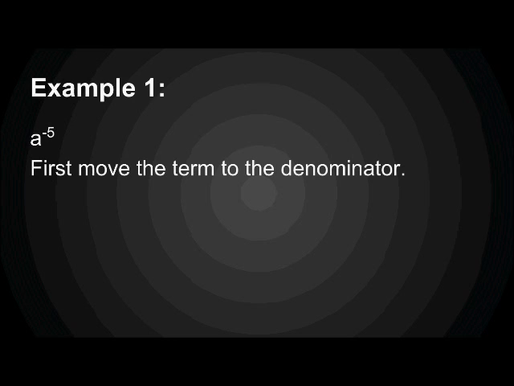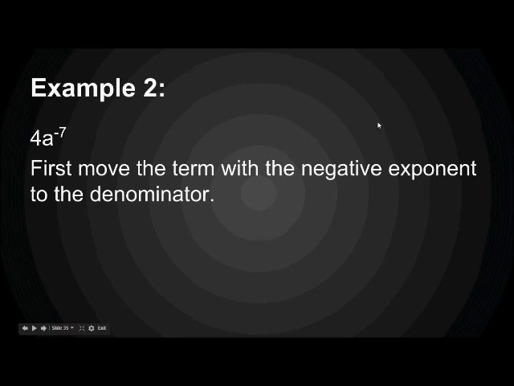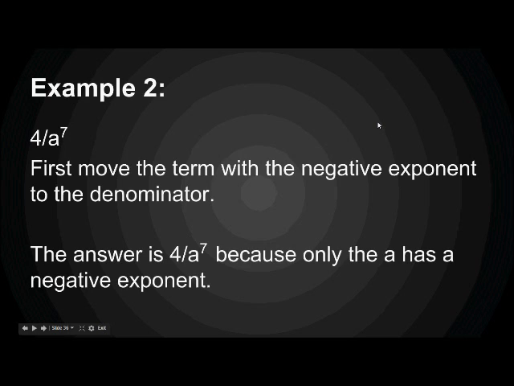So an example, a to the negative 5th power. First move the term to the denominator, and that's it. The answer is 1 over a to the 5th. Alright, example 2. 4a to the negative 7th. First you'll move the term with a negative exponent to the denominator, but you won't move the 4 because only the a has a negative exponent, so the answer is 4 over a to the 7th.